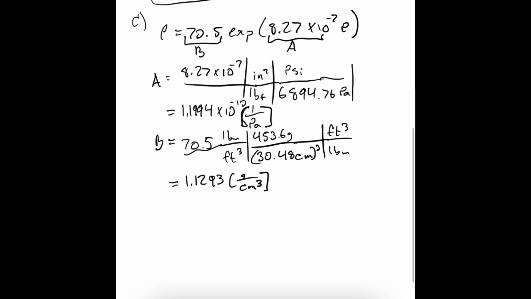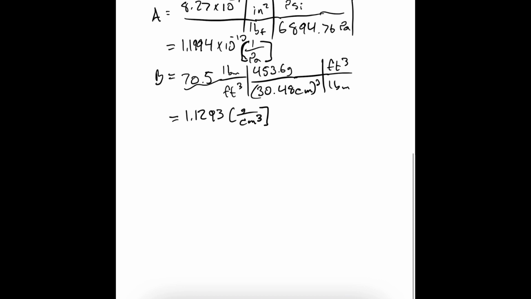Okay, so now we know what A and B are, and we have our equation. So let's just plug in our numbers and see if we get the same answer as we did in part B. 1.13 grams per centimeter cubed. Great. That's it for problem number 2.26.